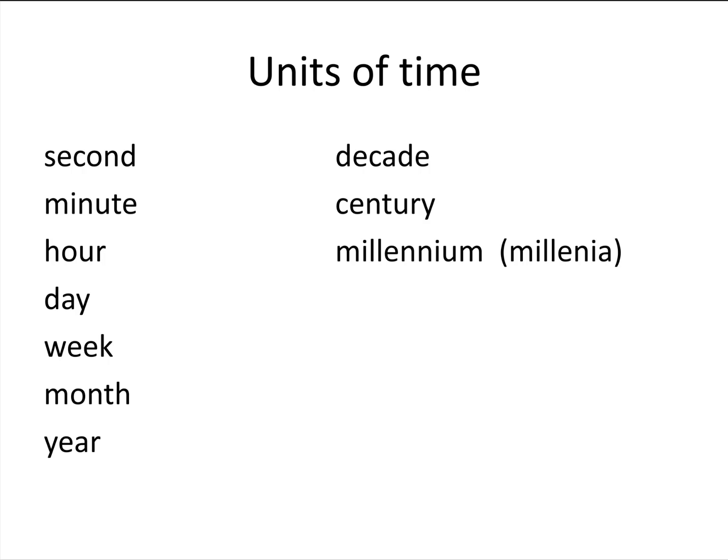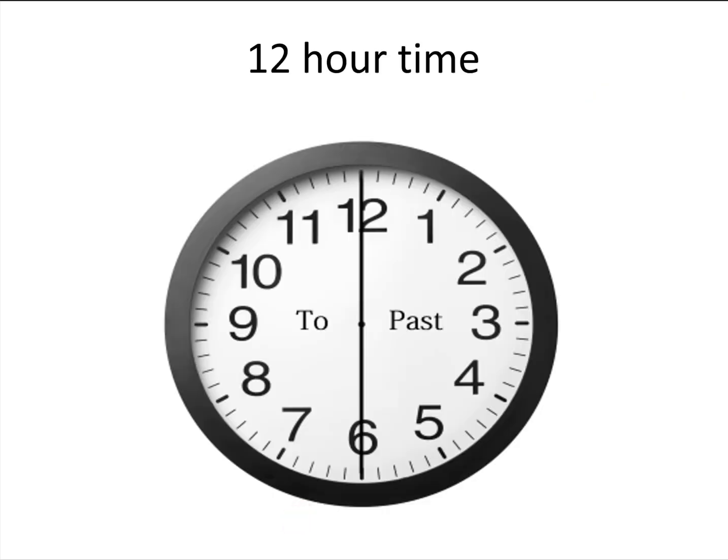In a decade, there are 10 years, in a century, 100 years, and in a millennium, there are 1,000 years. Millennia is the plural of millennium. There are two main ways of telling the time, 12-hour time and 24-hour time. We're going to look at both. So let's look at 12-hour time first. In 12-hour time, we use AM and PM.